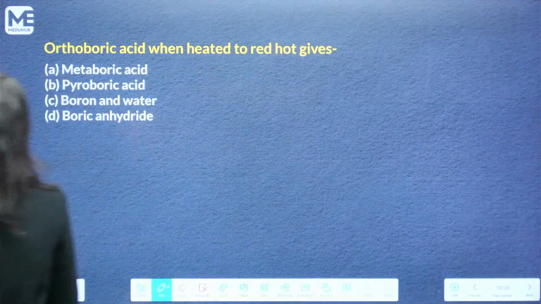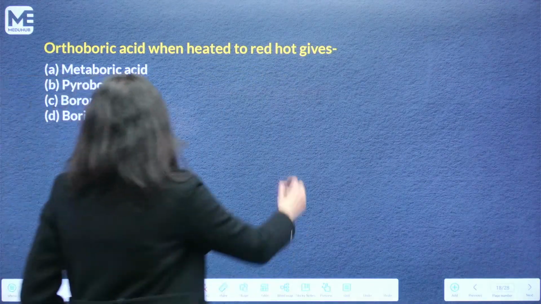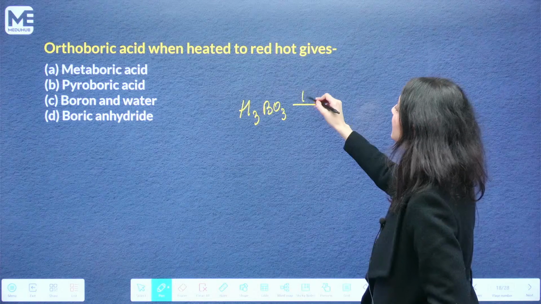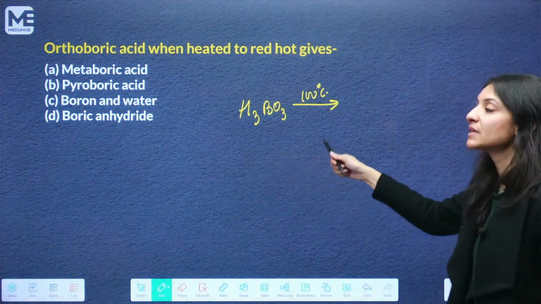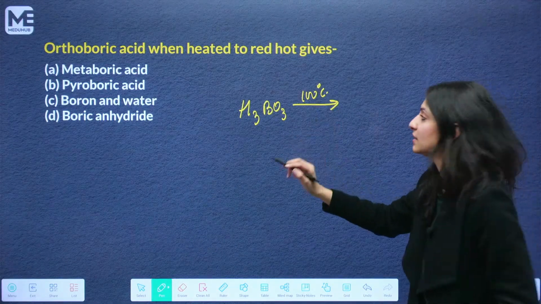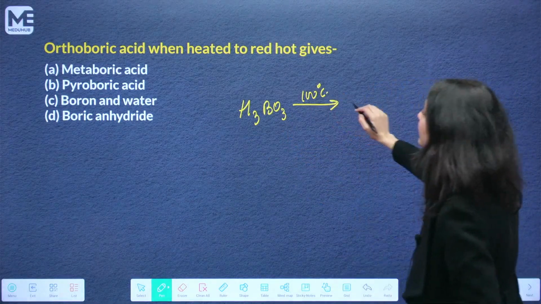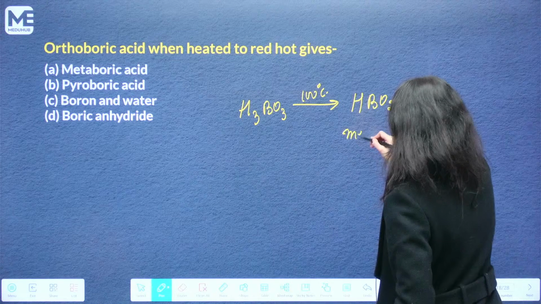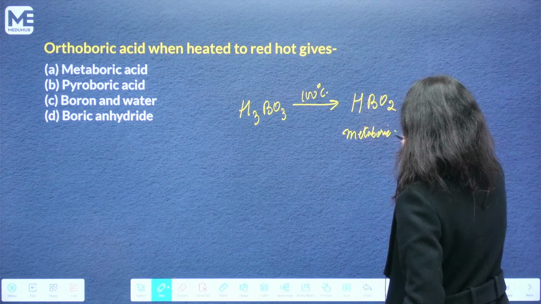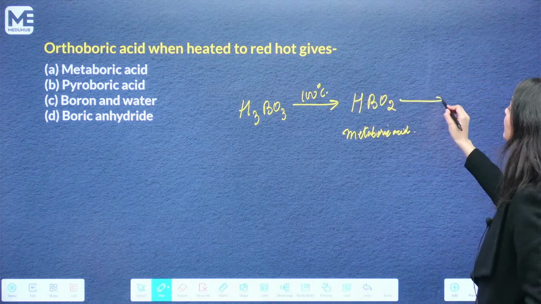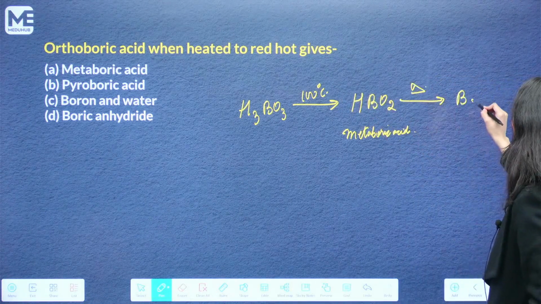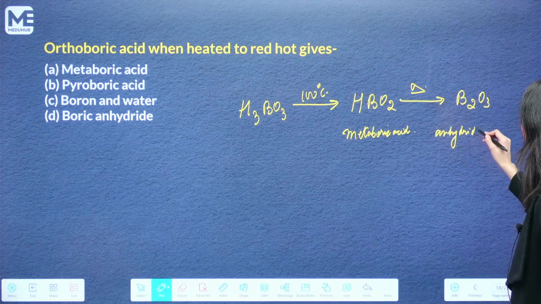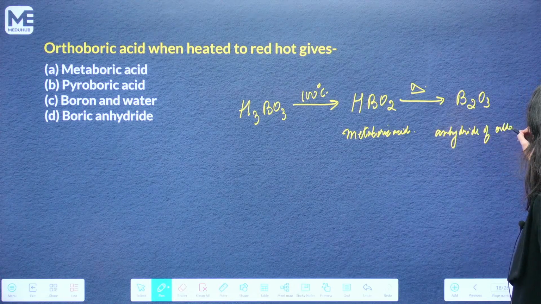Orthoboric acid when heated to red hot gives, okay. So orthoboric acid is H3BO3. On heating to around 100 degrees Celsius, I am doing this because this reaction is something we could not discuss in the class. Orthoboric acid when heated to 100 degrees Celsius gives metaboric acid first, and on further heating it gives us B2O3. So B2O3 is also called the anhydride of orthoboric acid.